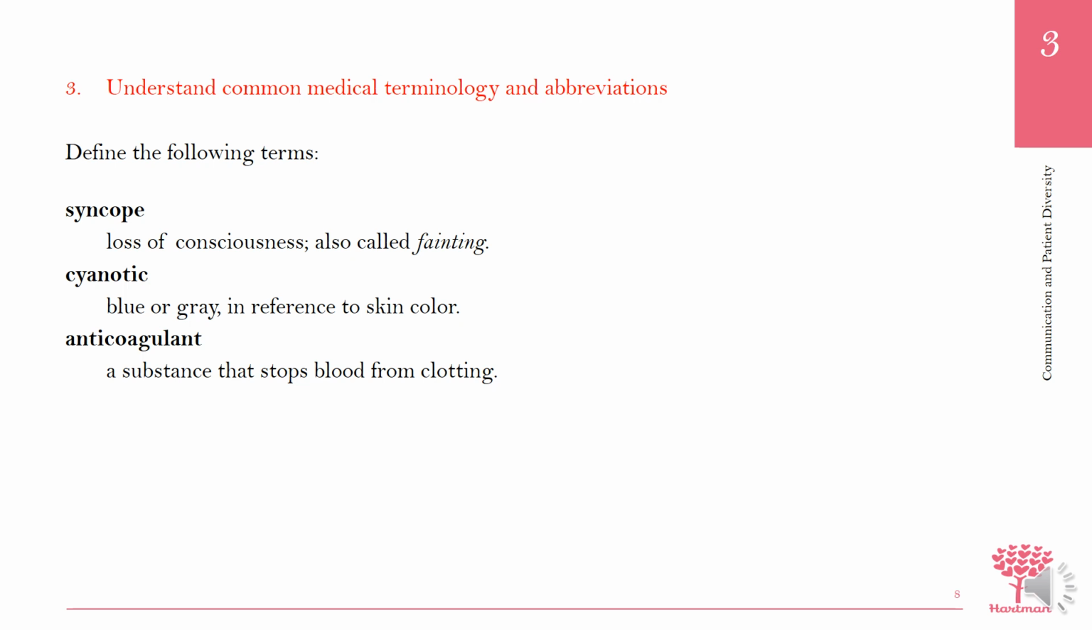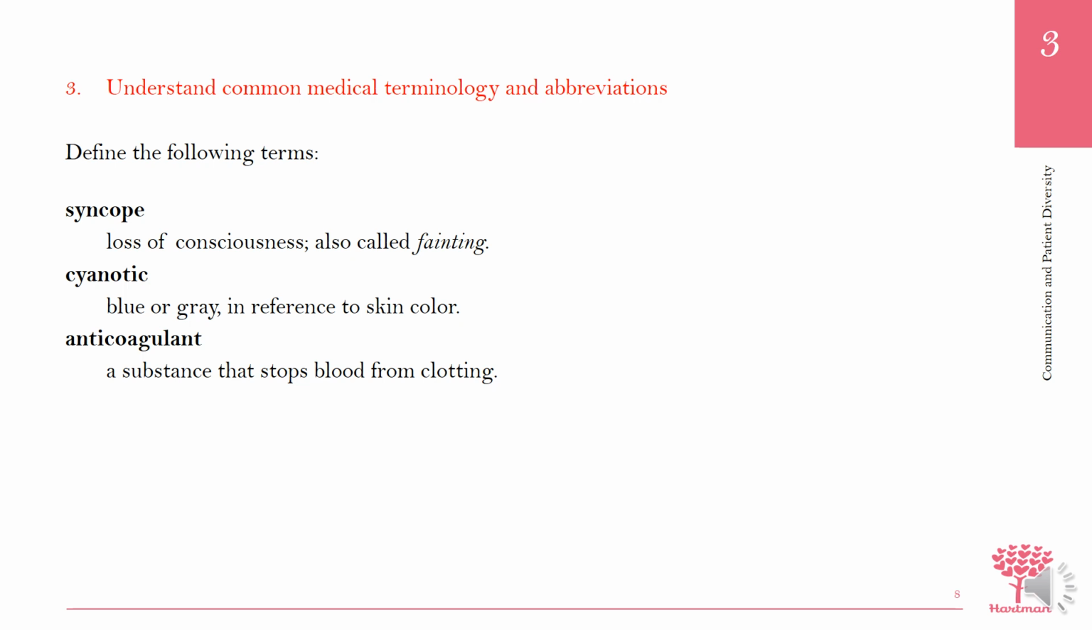A root is part of a word that contains its basic meaning or definition. The prefix is the word part that precedes the root to help form a new word. The suffix is the word part added to the end of the root that helps form a new word. Prefixes and suffixes are called affixes because they are attached or affixed to the root.